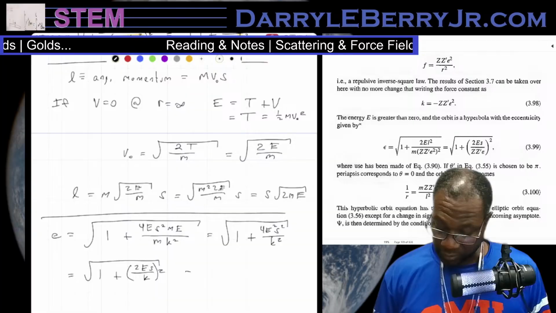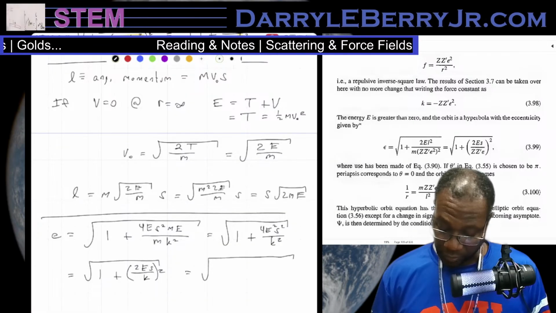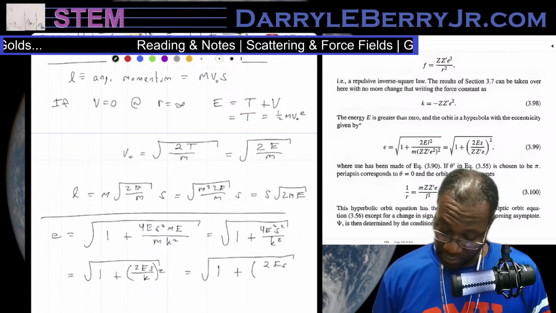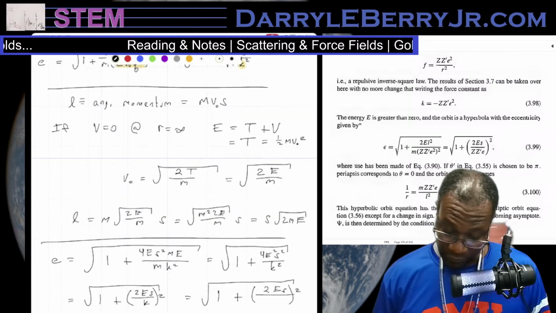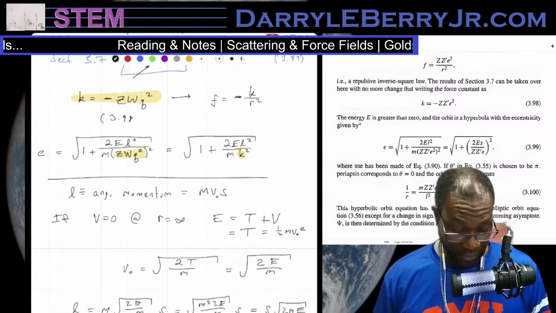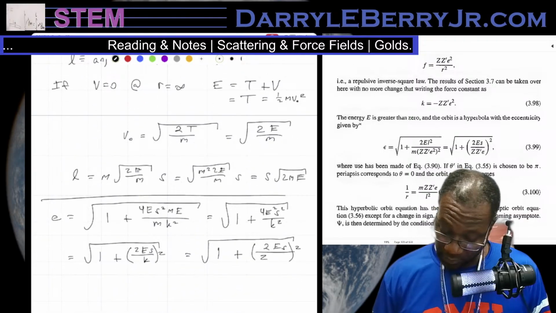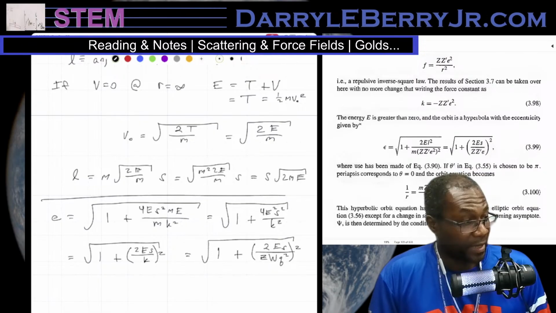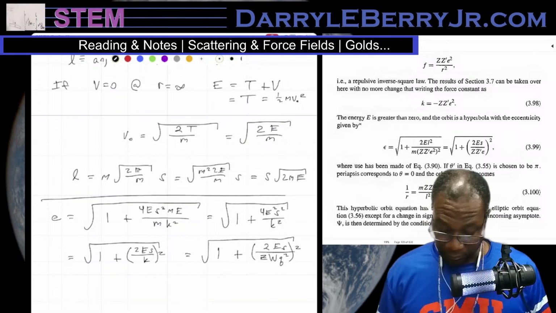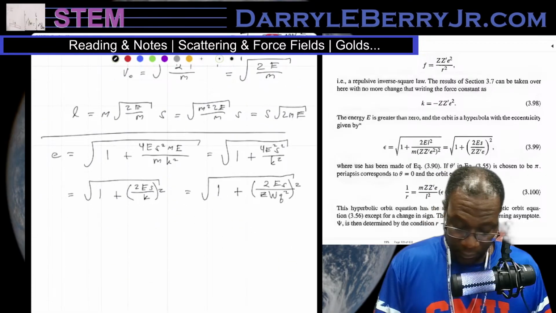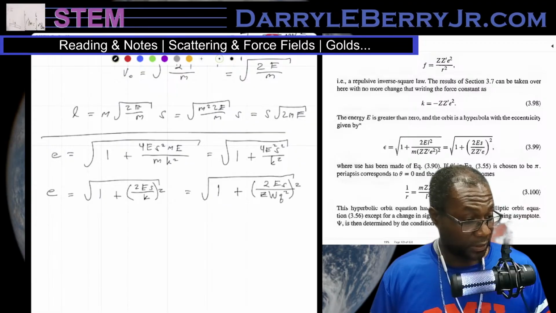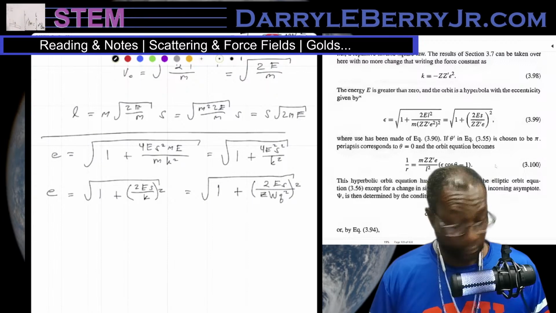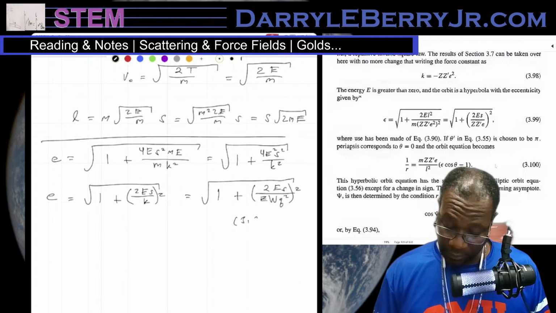And then she went ahead and plugged in what K is. So we have square root of 1 plus 2 E s squared over, and K is Z Z' e squared. And that matches what they have. And this is equation 3.99.